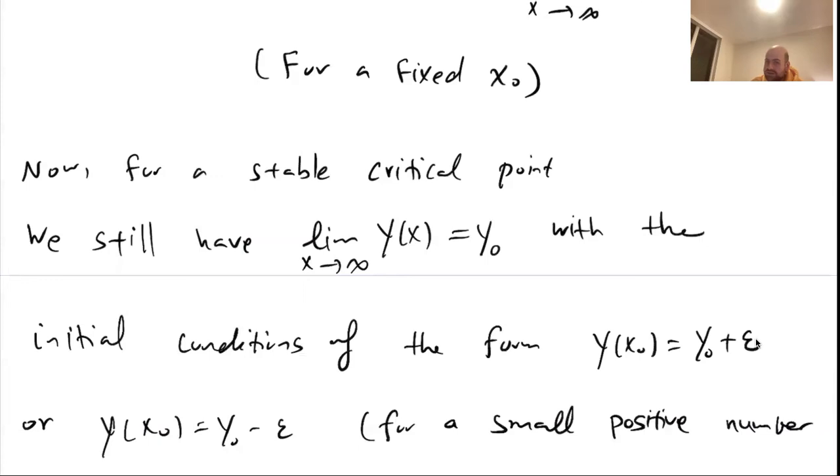The solution will not be the constant function y naught anymore. I will have some solution. In that solution, I can still look at the limit of y of x as x goes to infinity. If it is still y naught, and if the similar thing happens for this type of slight change in the initial condition, if instead of y of x naught equals y naught, I have y of x naught equals y naught minus epsilon, and still the limit is y naught as well, then I can say that a critical point is stable.